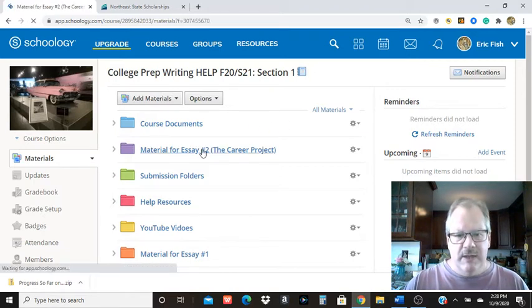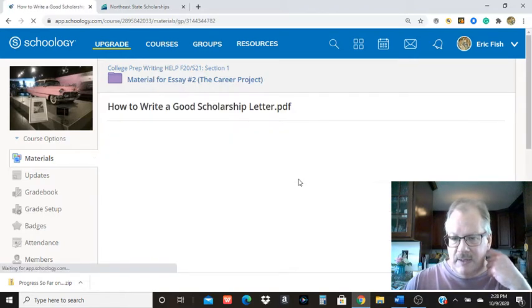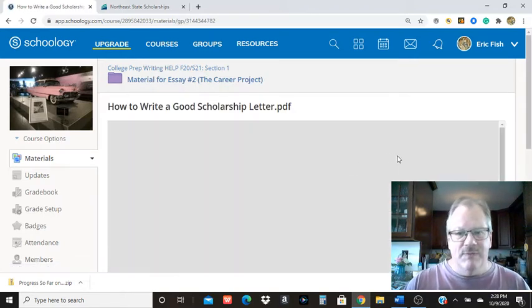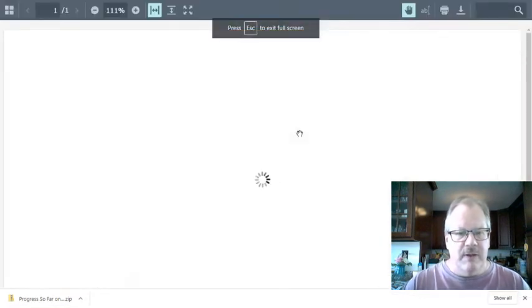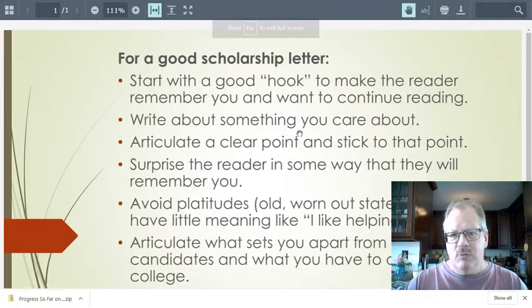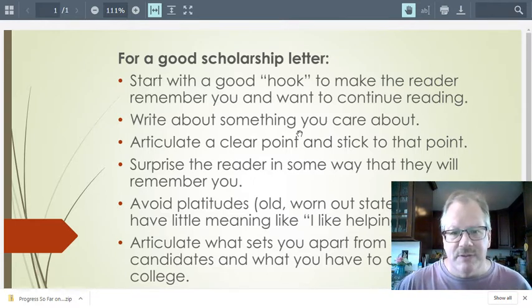There's a little handout there on material for Essay 2 about how to write a good scholarship letter. I'm not going to read the whole thing to you. You can read faster than I can talk. But it just gives you a couple of helpful hints. Probably the most important one, make sure you start with a good hook. How's this committee going to remember you and your particular application letter if they're reading 500 of these or 1,000 of these? That's something you really got to think about.